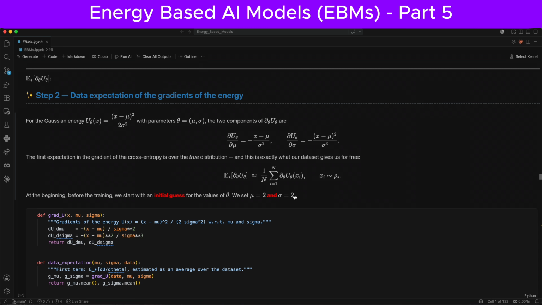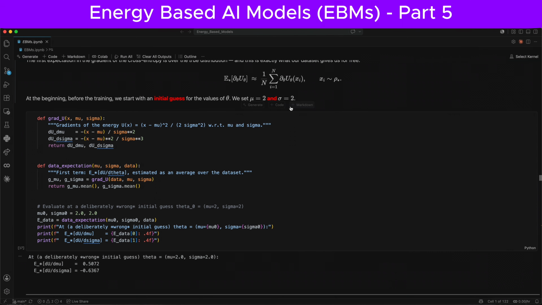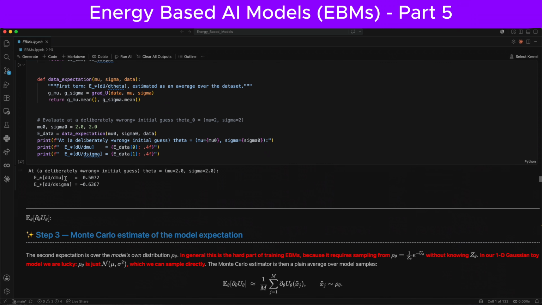We set mu equal to 2 and sigma equal to 2 as well, which is a deliberately wrong guess. In this code, I define a function that computes the two gradients of the energy and another function that averages them over the dataset. Then I evaluate them at the wrong initial guess. The output shows that at this initial guess, the data expectation of the mu gradient is about 0.51, and the data expectation of the sigma gradient is about minus 0.64.